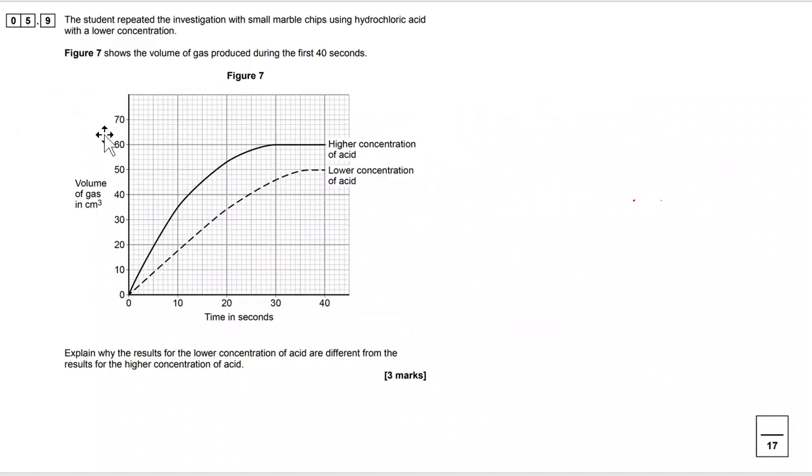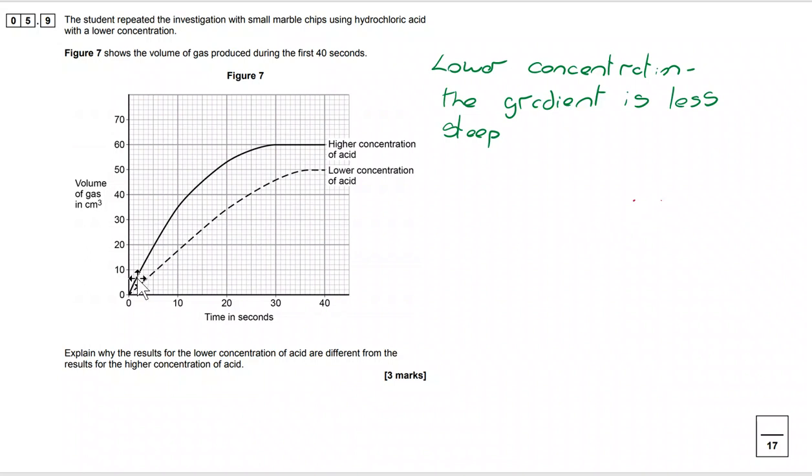And finally, on to 5.9, the student repeated the investigation with small marble chips using hydrochloric acid with a lower concentration. Explain why the results for the lower concentration of acid are different from the results for the higher concentration of acid. Well, the lower concentration stops at 50 cm cubed rather than 60. It's also shallower. The gradient is less steep.